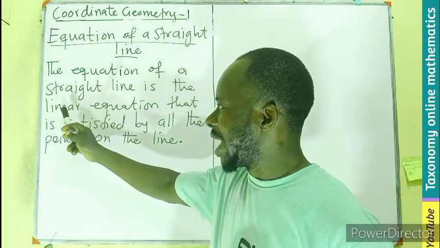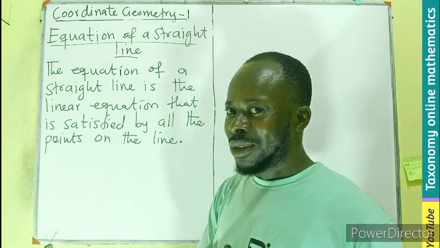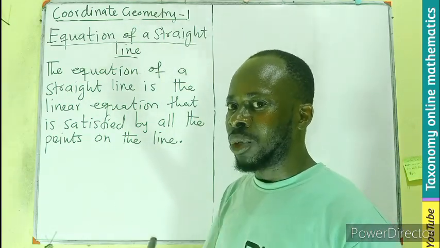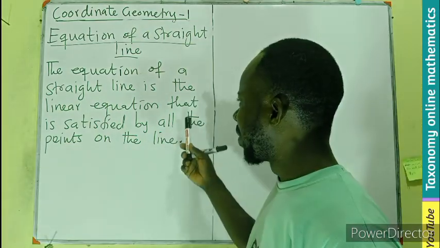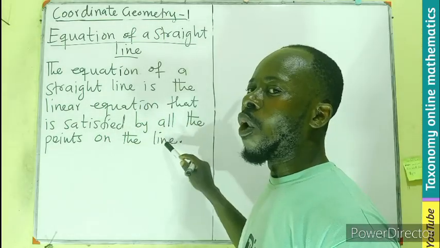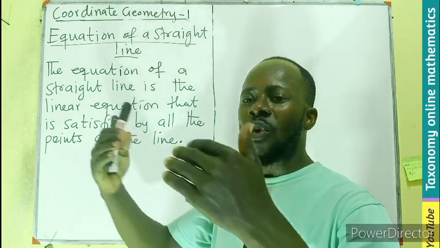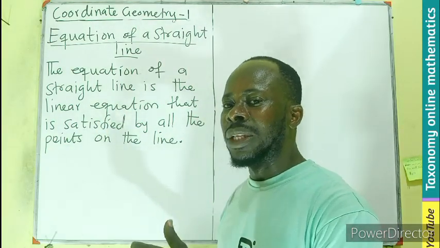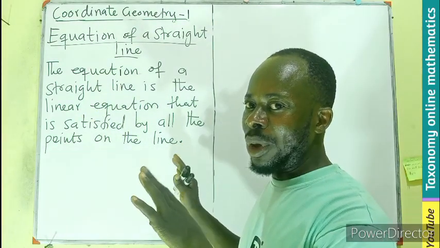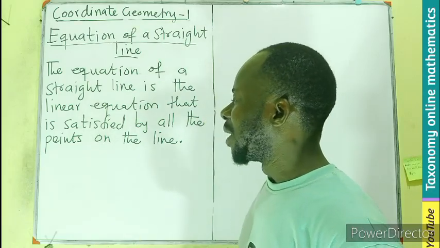If you don't know what the linear equation is, you can check that on the playlist from YouTube under the topic linear equation. We have a series of tutorials on that. It's a linear equation that is satisfied by all the points on the line. Now, it also shows a relationship between the x coordinate and the y coordinate of all the points on the line. In this episode, I'm not drawing the Cartesian plane, but it is also based on the Cartesian plane.